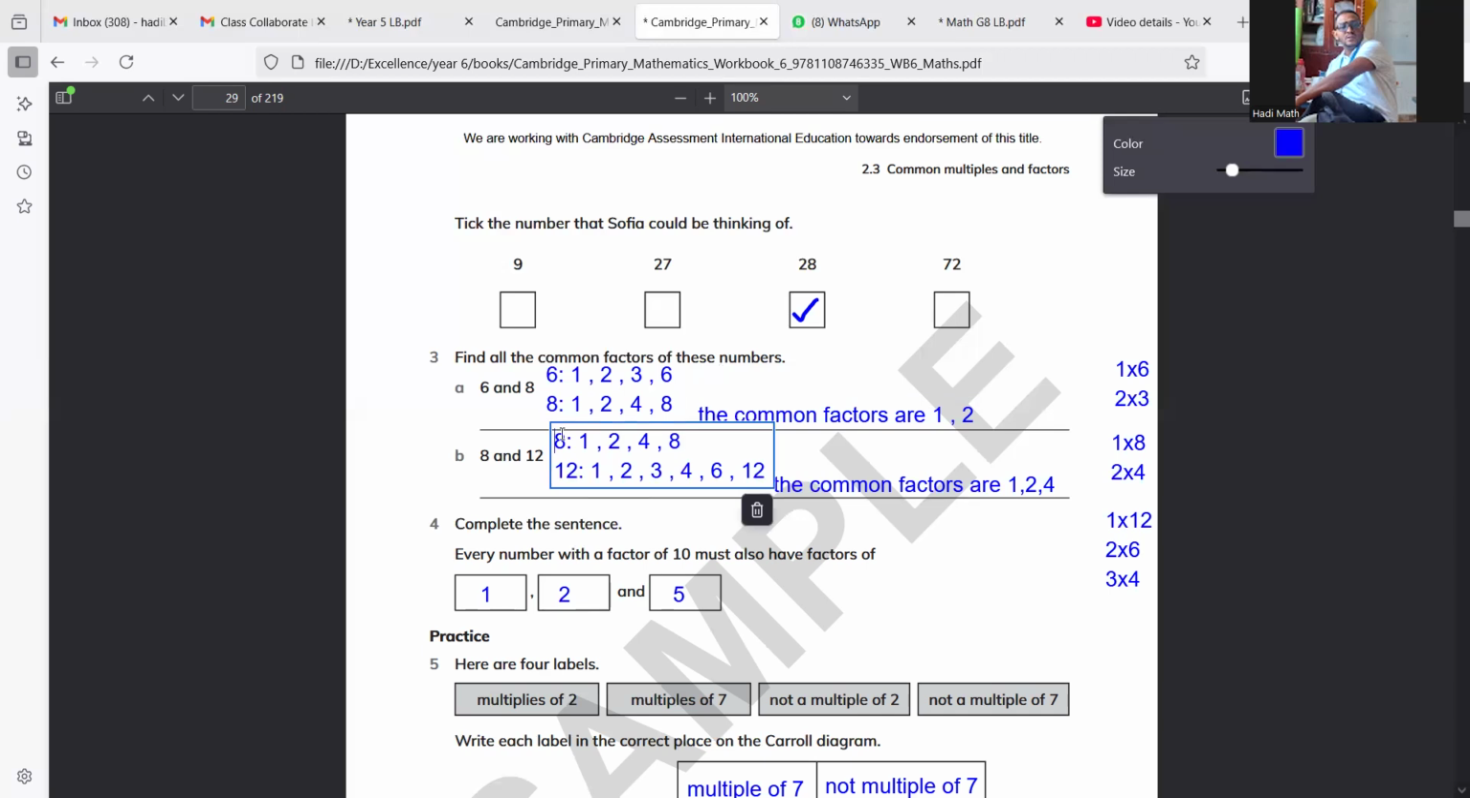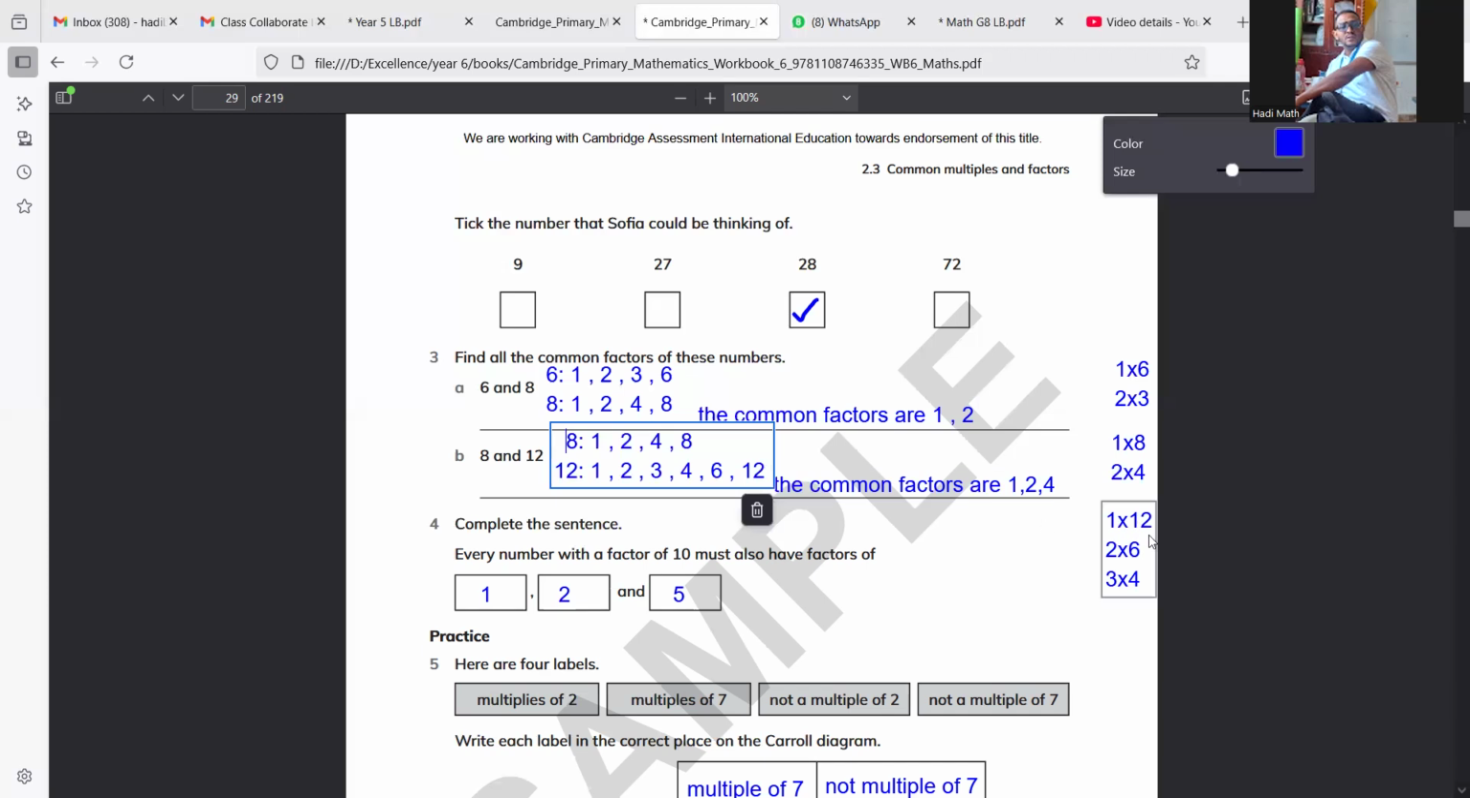Look at the question after. We said we need the common factors of what? Of 8 and 12. Okay, with the same idea, we already found the factors of 8. We say it's 1, 2, 4, and 8. Then we go and find the factors of 12.